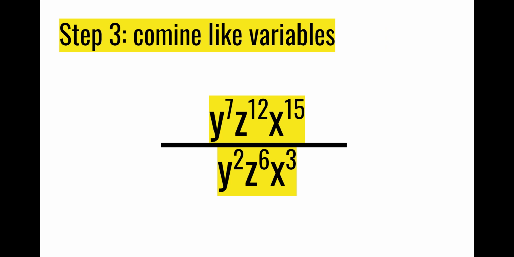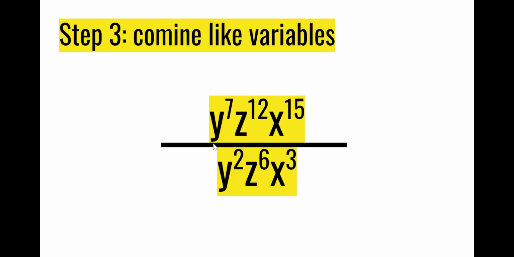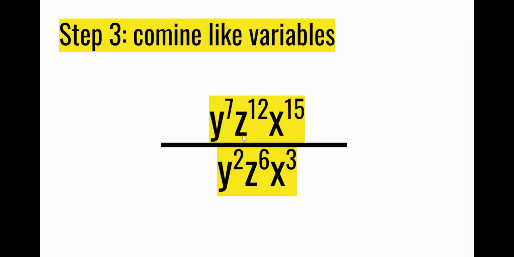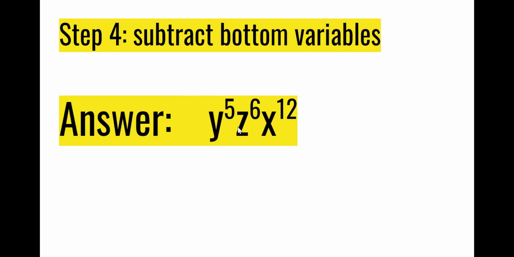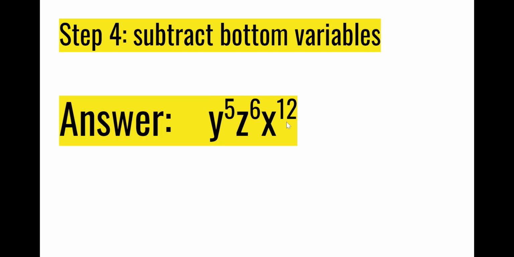So after you finish this step, you need to subtract the bottom variables. As you can see, I subtracted y to the 2nd from y to the 7th. That left me with y to the 5th power. And I subtracted z to the 6th power from z to the 12th power. That left me with z to the 6th power. And I subtracted x to the 3rd power from x to the 15th power. And that left me with x to the 12th power.